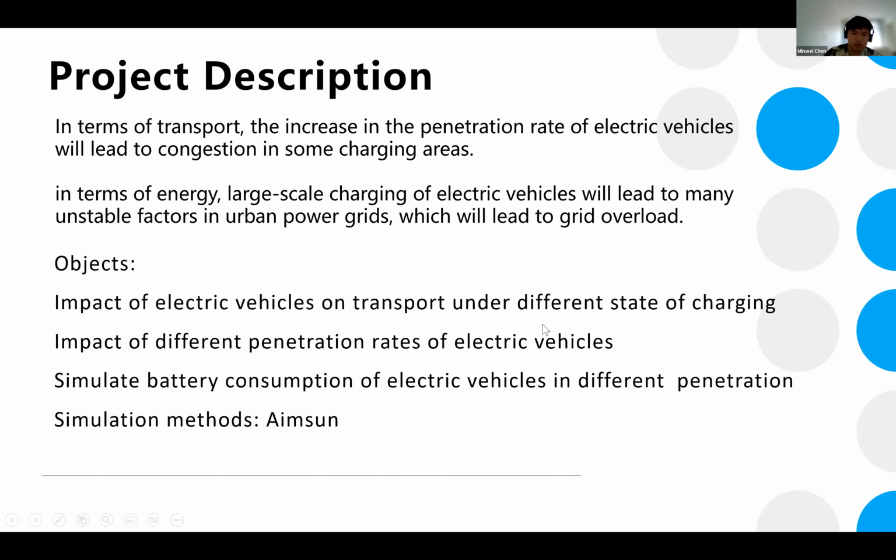This research project will solve the next problems: the impact of the electrical vehicle on transport under the different states of charging, and the impact of different penetration rates of electrical vehicles, and simulate the battery consumption of electrical vehicles in different penetration. I will use the simulation through the Amazon.